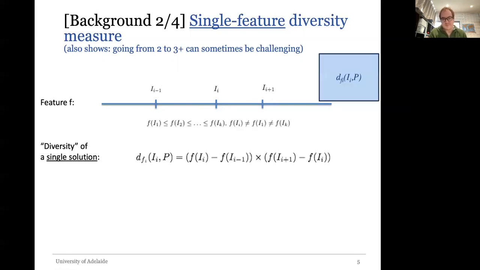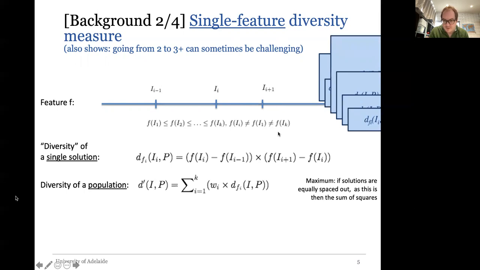Now we can define the diversity of a single solution, instance I, as being the area, essentially the cuboid, with respect to the neighbors that this instance occupies. So in this case, instance I would sit in a rectangle that is made up by the distances to the neighbors. We can generalize this easily to an entire population, where you have more instances to the left and right, and we end up taking just a sum, potentially a weighted sum, over all these rectangles.